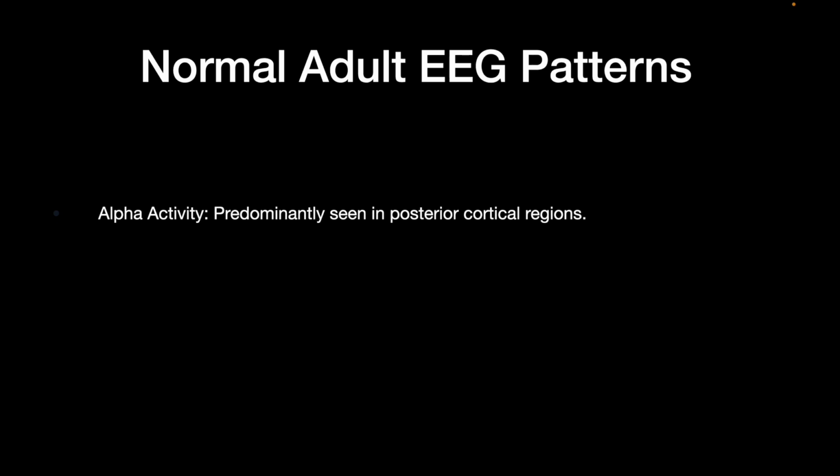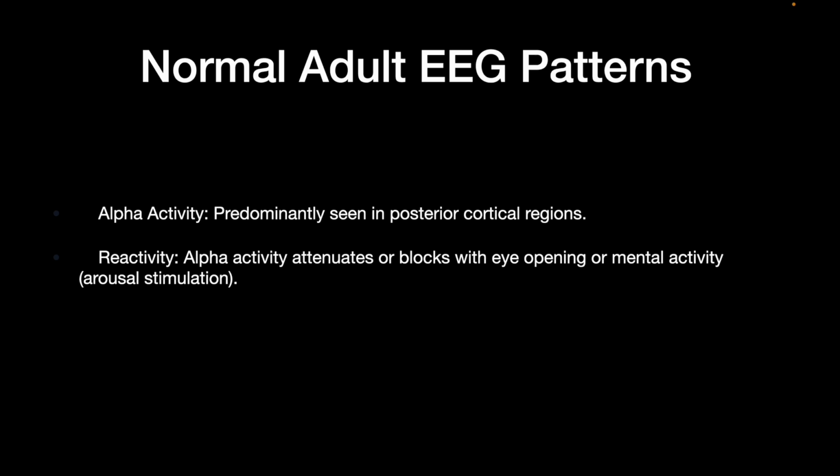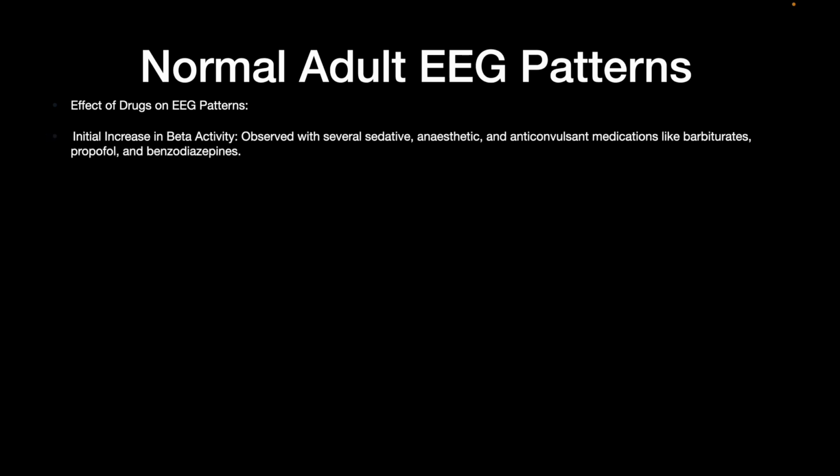Alpha activity is predominantly seen in the posterior cortical regions. Regarding reactivity, alpha activity attenuates or blocks with eye opening or mental activity, which means that with arousal, alpha activity is usually gone. Beta activity is present over the anterior brain regions. Now there are effects of drugs on the EEG pattern. The sedatives, anesthetics and the anticonvulsants tend to increase the beta activity.